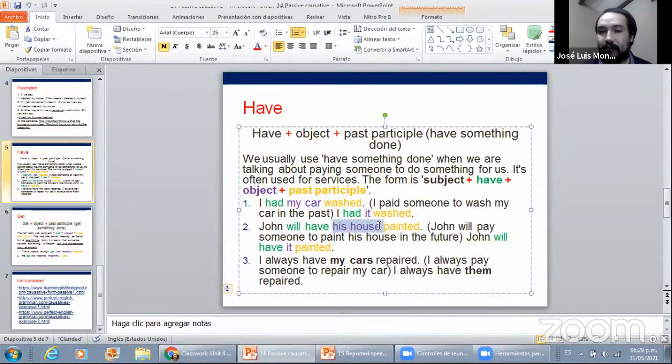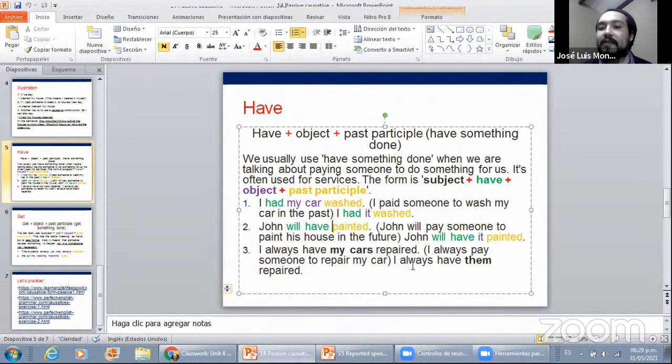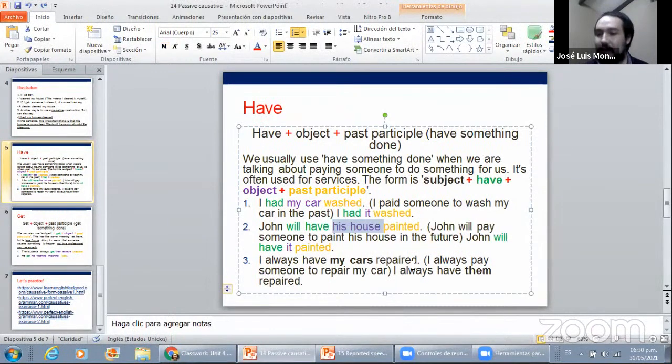If you say this here, "I will have painted," this is a structure that you didn't learn yet. This is the future perfect. "John will have painted" means that John will have done something, but we didn't learn that yet, all right? So again, you need subject, have, object, and past participle, and that order cannot change here.